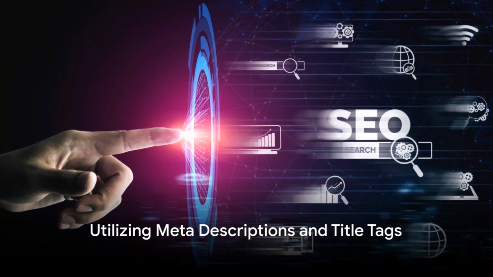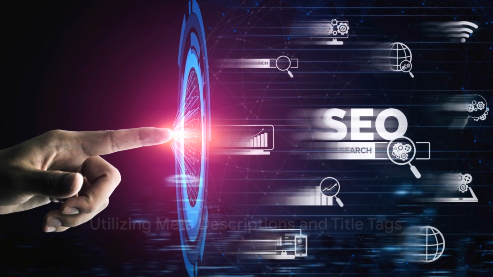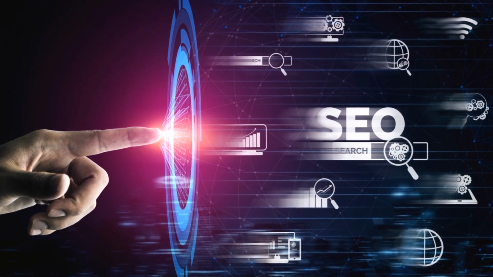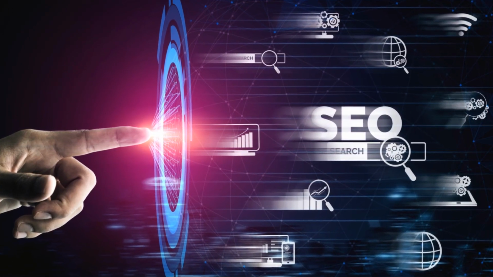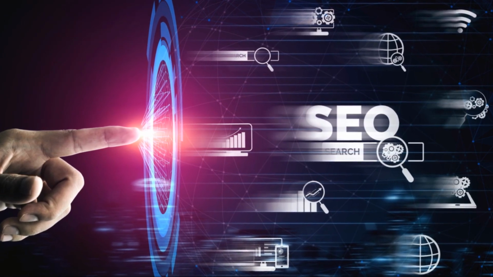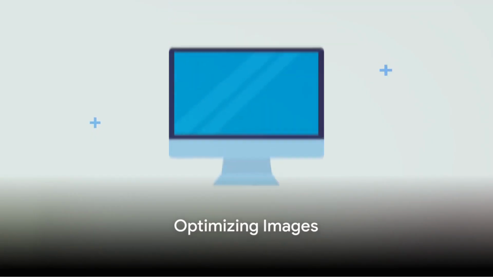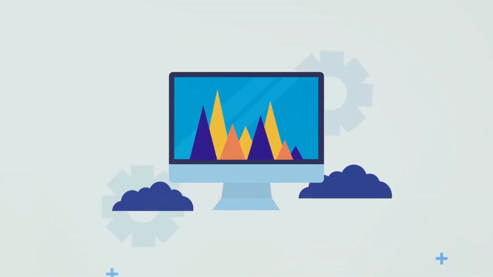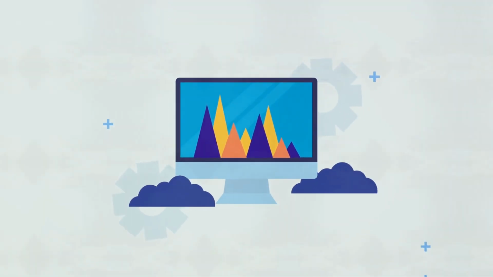Furthermore, take advantage of meta descriptions and title tags. These are snippets of text that describe what your content is about and are often displayed in search engine results. Make them compelling to encourage click-throughs. Don't forget about optimizing your images too. Use relevant file names and alt text to make sure search engines understand what they're about.